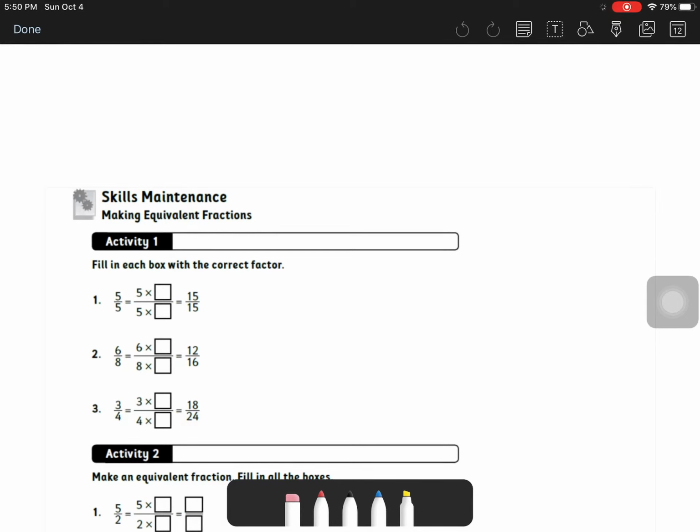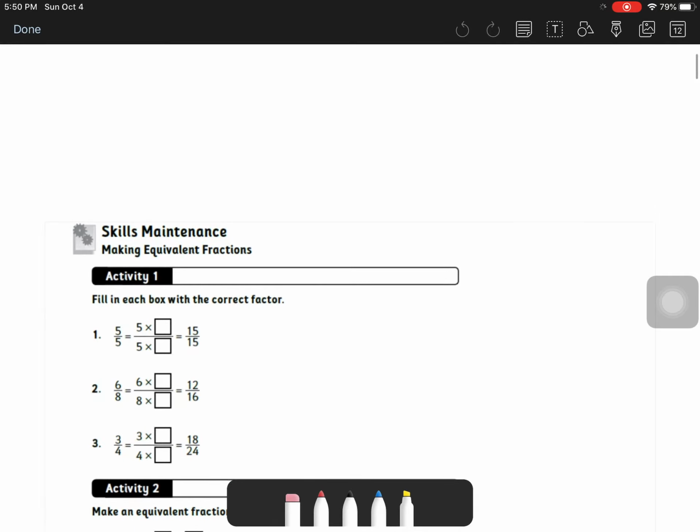Hey, Transmath 2 class, we are going to continue on with notes for section 2.8.